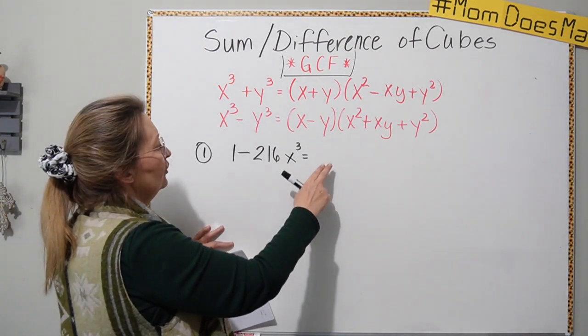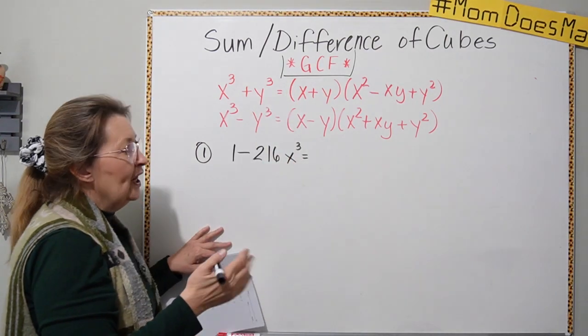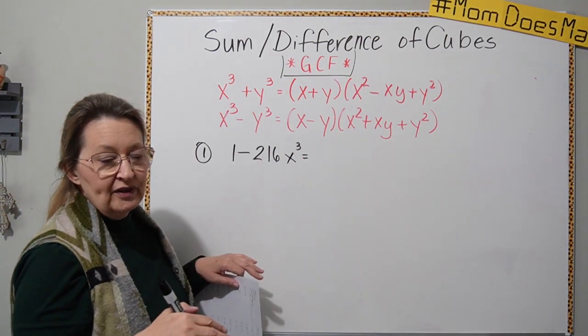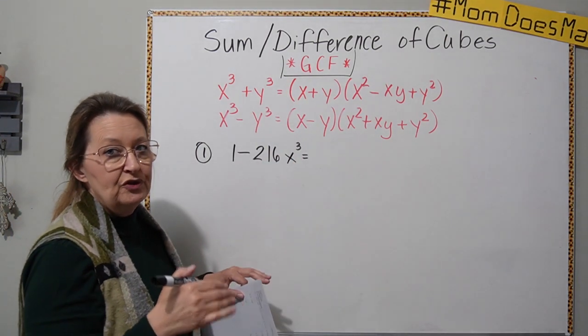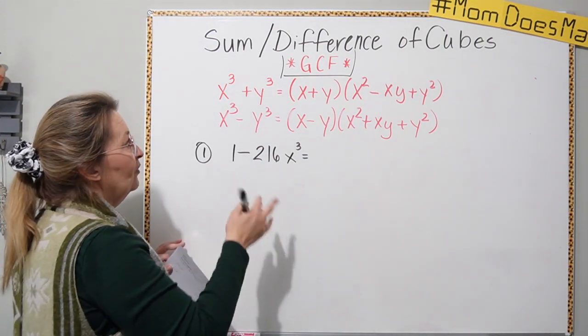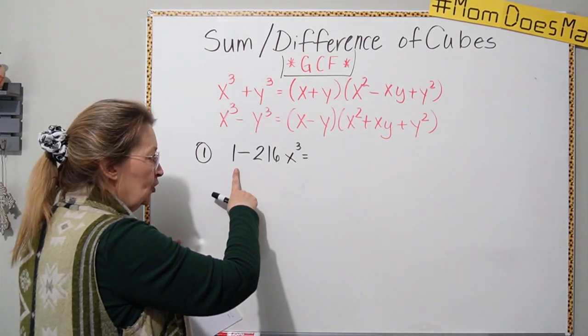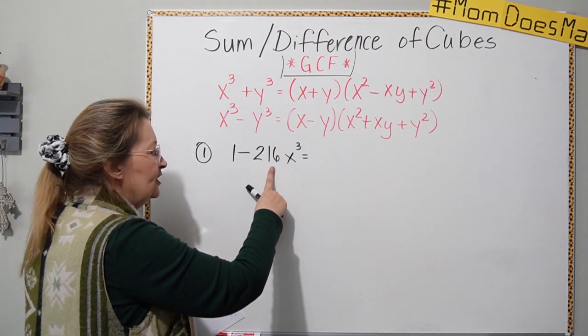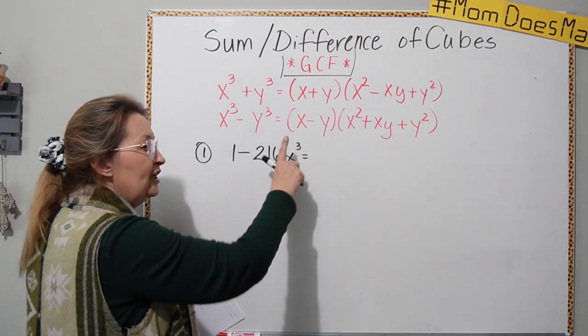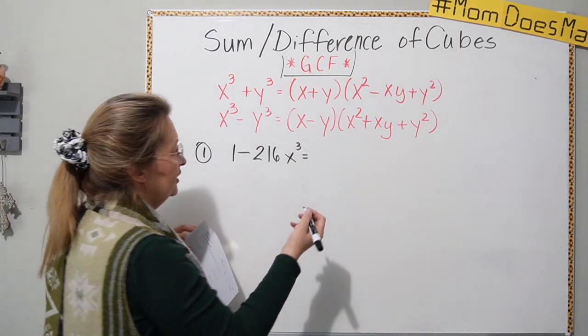Now, before you use your formula, you always want to look for a greatest common factor. I know that none of the problems we've looked at so far have had one, but you still always look for that first. Then we want to verify that we have a difference of cubes. We have a difference. 1 is a perfect cube. 216 is a perfect cube. And since x has 3 or a multiple of 3 for an exponent, that's also a perfect cube.